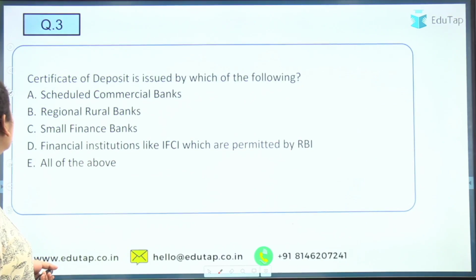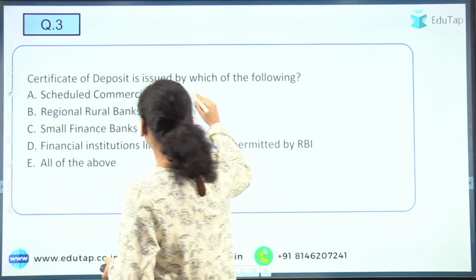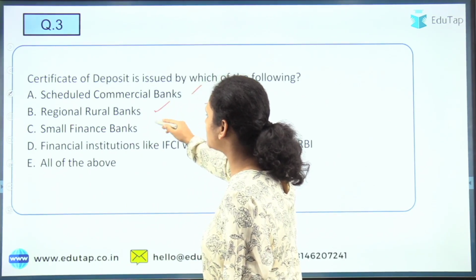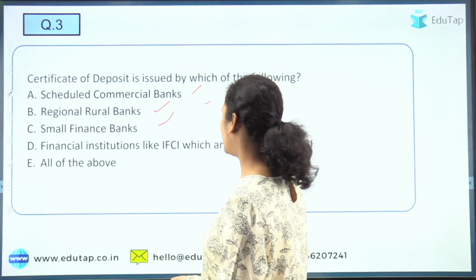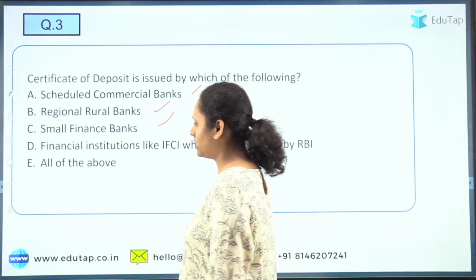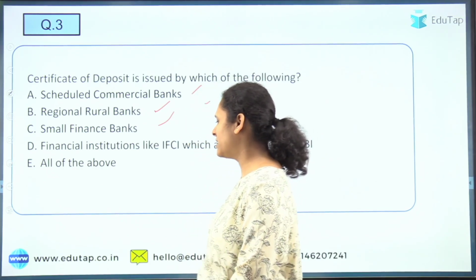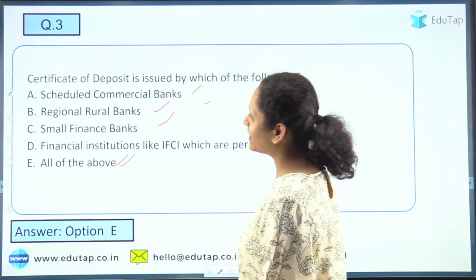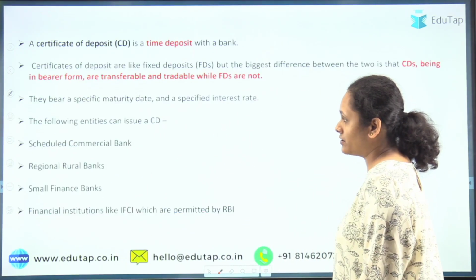Let's move ahead. The question says that certificate of deposit is issued by which of the following? Is it issued by a scheduled commercial bank, or is issued by a RRB, small finance bank, or financial institutions, or all of the above? The correct answer to the question is all of the above. All of these people can issue certificate of deposit.